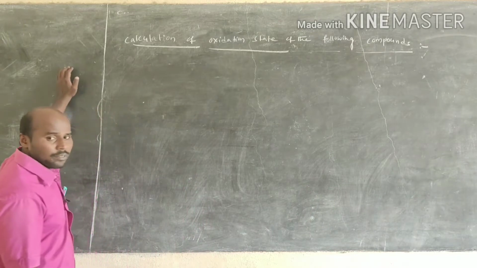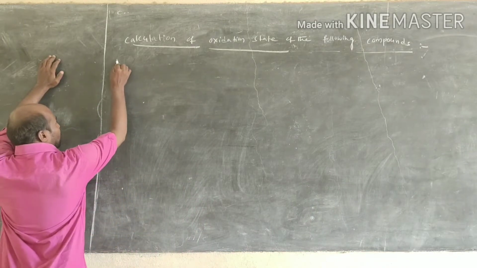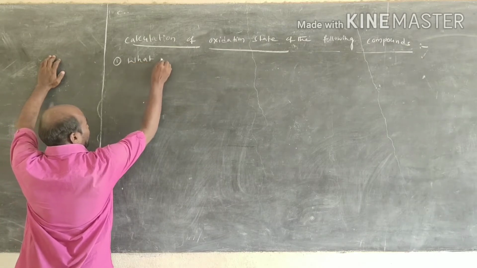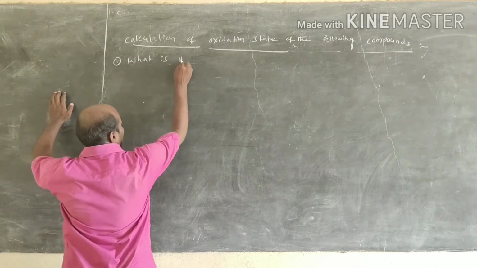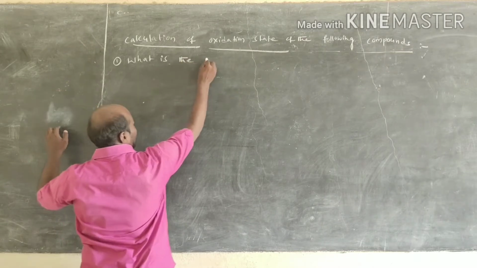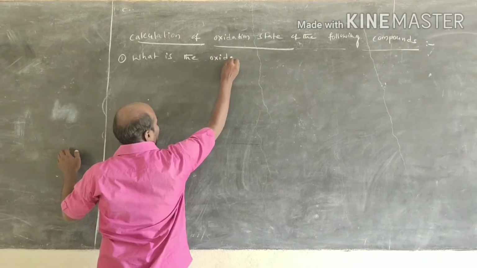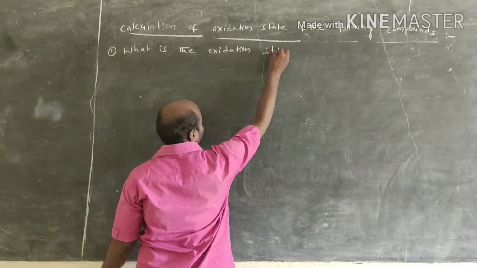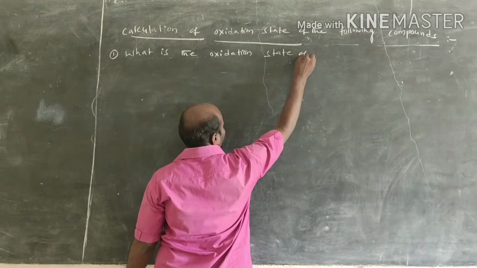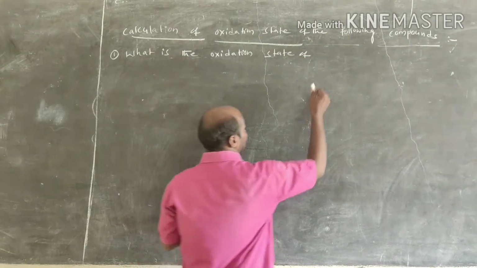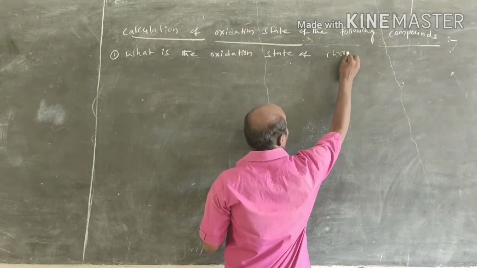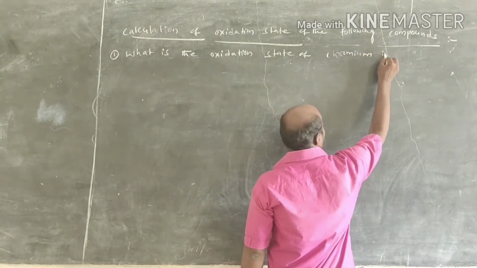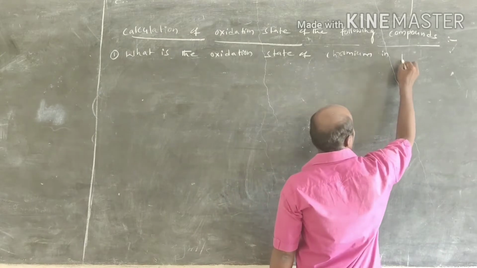The first one is, what is the oxidation state of chromium in potassium dichromate?